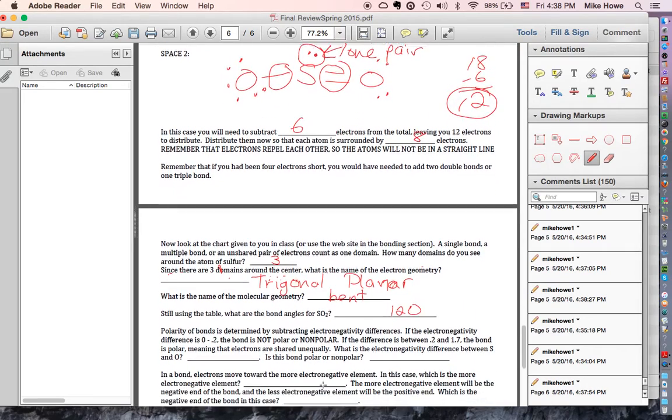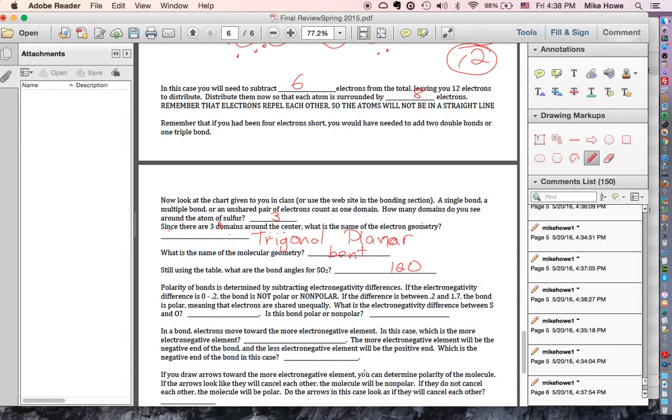Now, I'm not going to make you know electronegativity differences on the final, but this tells you about electronegativity differences. If the electronegativity difference is between 0 and 0.2, then we're talking about a non-polar bond. And you'd have to look up the number and do the subtraction. It's pretty easy. The difference between 0.2 and 1.7, then that's a polar bond, meaning the electrons are shared unequally.